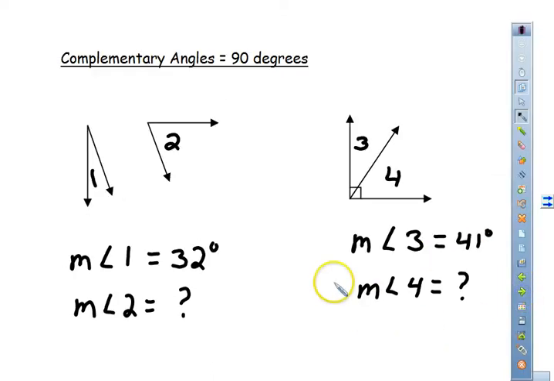Okay, so now let's look at complementary angles. This is the same concept, but complementary means 90 degrees. So we have the measure of angle 1, which is 32 degrees, and I want you to hit pause and solve what the measurement of angle 2 would be. So go ahead and hit pause and solve that.